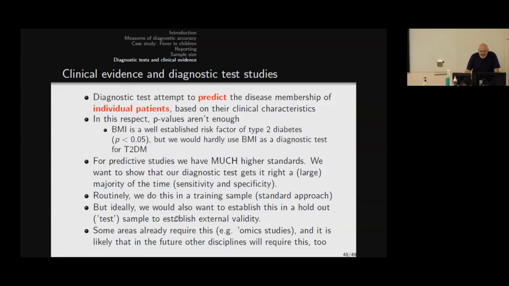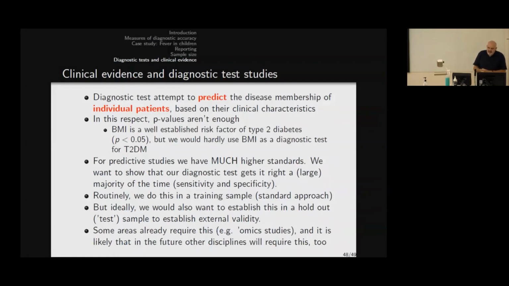So ideally, we want to establish our diagnostic indicators in our training sample and then validate them using a holdout or test sample to establish external validity. In other words, generalizability. In fact, the best type of study is one where we collect the sample, come up with the diagnostic test, independently then go and collect another sample under slightly different conditions, and then actually show that it works. That's the best type of study.